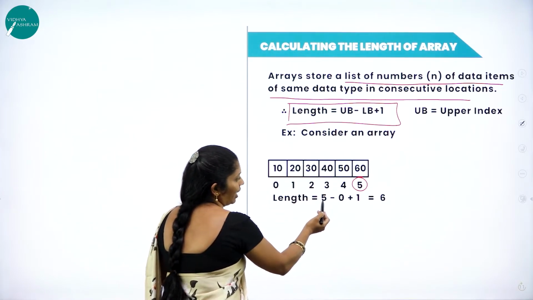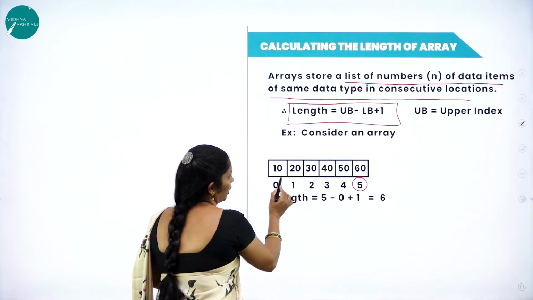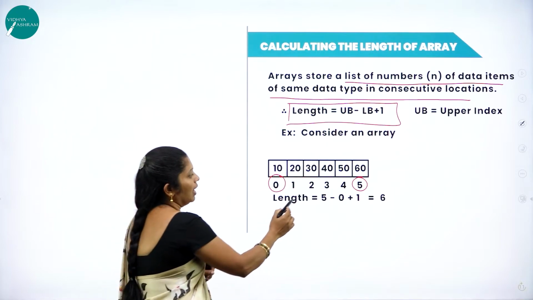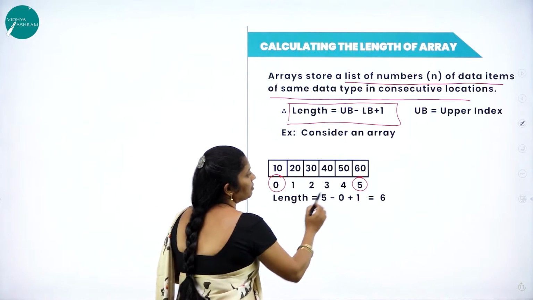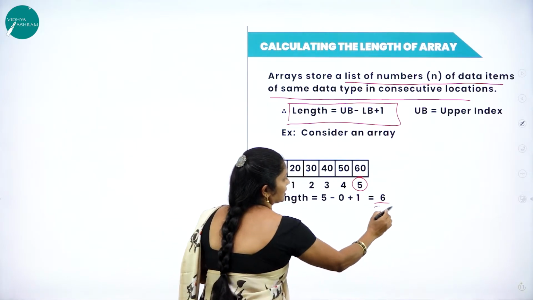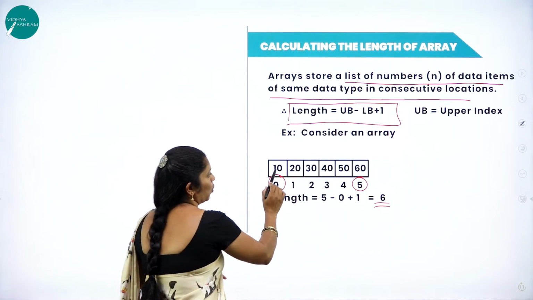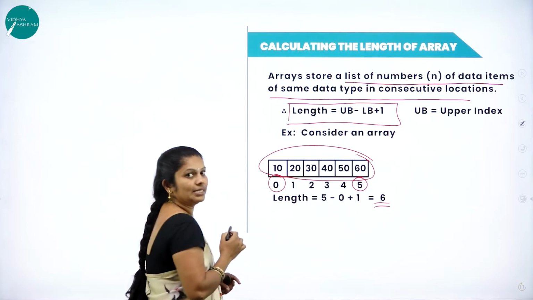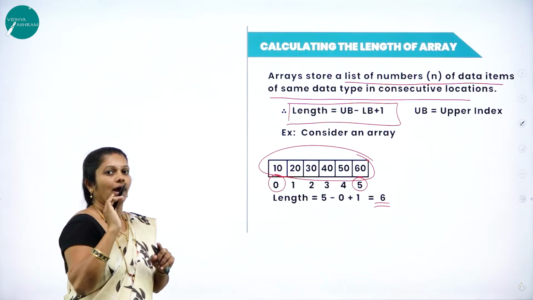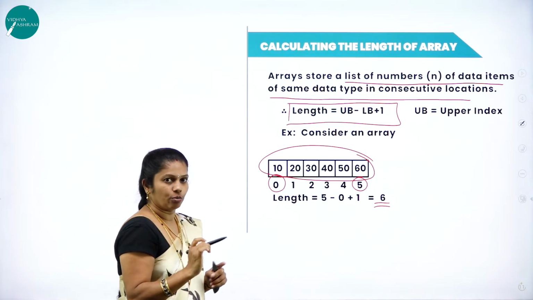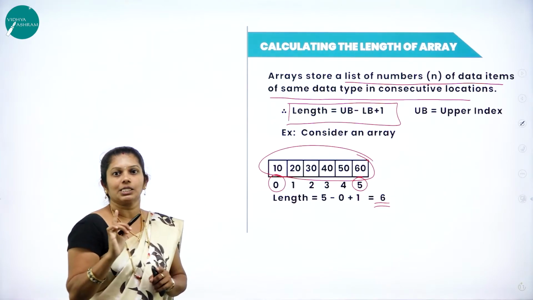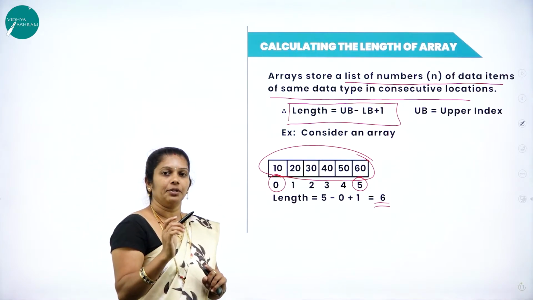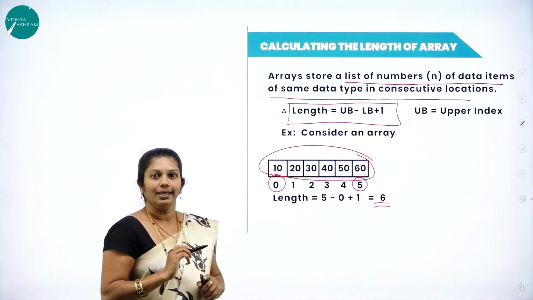That is, here 5 minus the lower bound. This represents the starting address, the lower bound. Upper bound minus lower bound plus 1, then 6. That is the length. Totally 1, 2, 3, 4, 5, 6 elements are present in the given array. How to calculate the length? We have the formula upper bound minus lower bound plus 1. By this formula, we can calculate the length of an array.